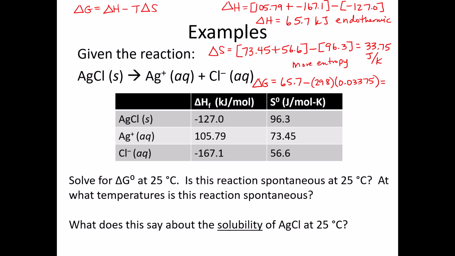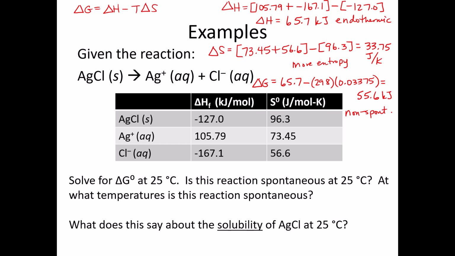Alright, so if I put all these together, I get 55.6 kilojoules for delta G. And this is positive, so this is non-spontaneous at this temperature.